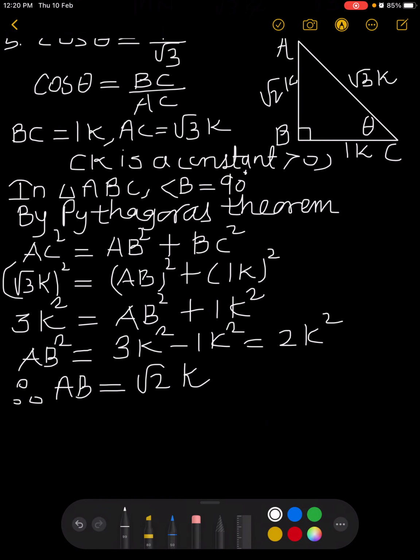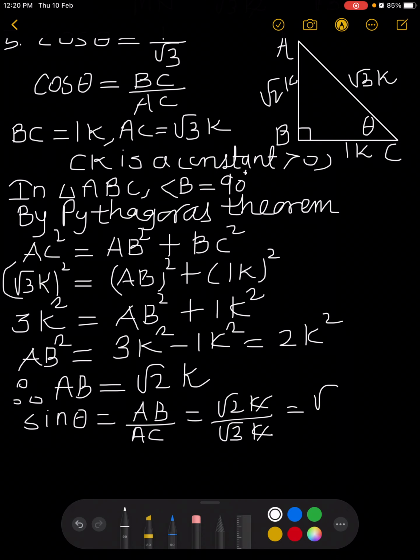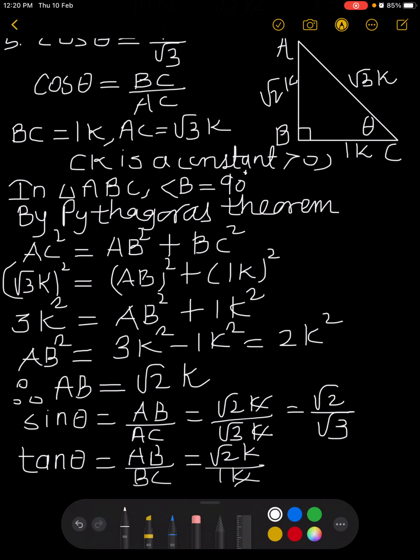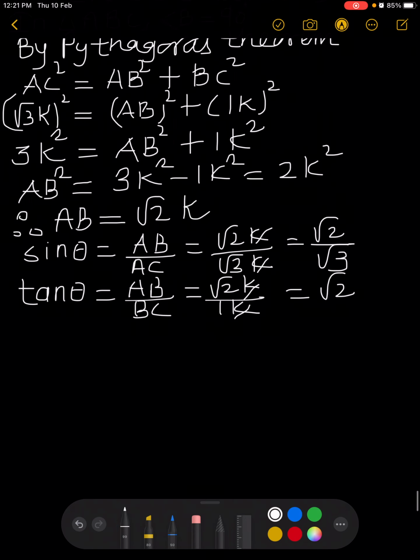Now let us obtain ratio number 1, sin theta, the ratio of opposite side AB and hypotenuse AC. Root 2k upon root 3k, k cancels, we get root 2 upon root 3. Now tan theta we get by dividing the opposite side of theta by the adjacent side of theta. Root 2k and 1k, when we divide them, it becomes root 2. Answer number 5 we have completed.